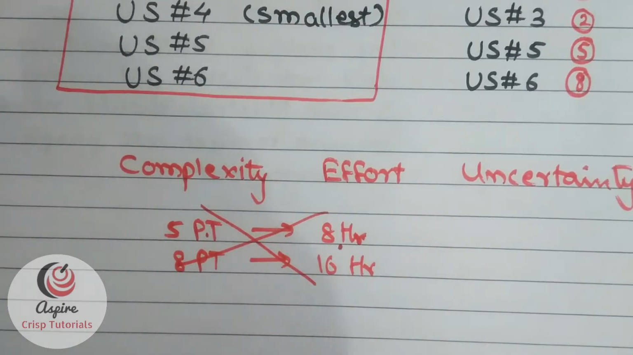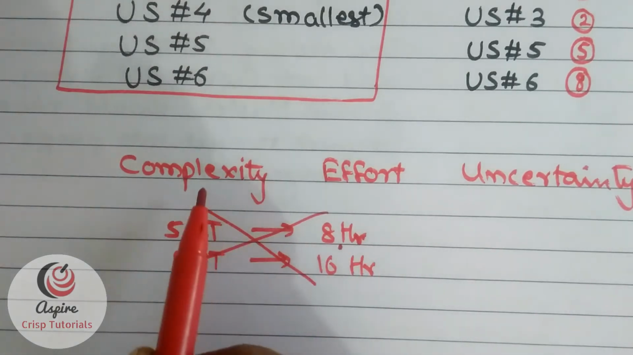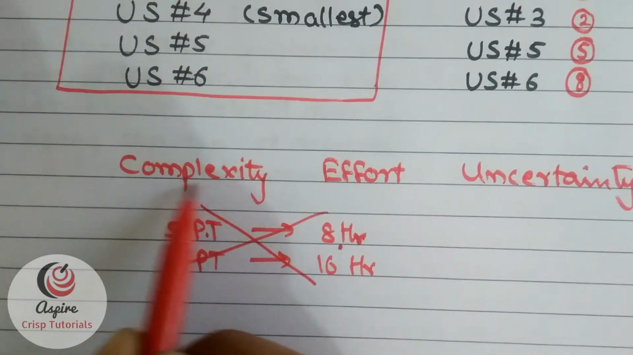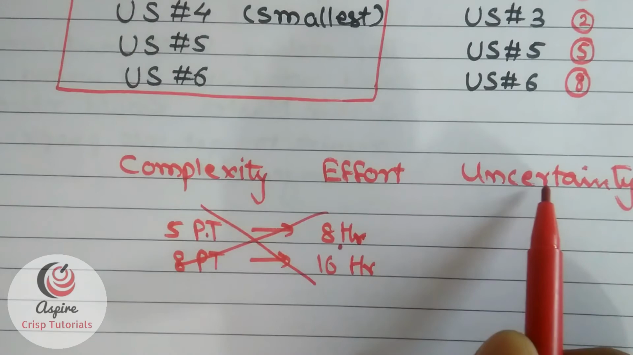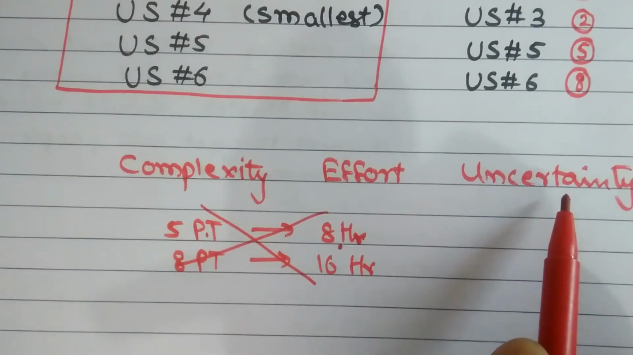Rather, Agile expects you to look at a story only from three perspectives: what is the complexity, what is the effort required, and is there any uncertainty? If at all, how much?